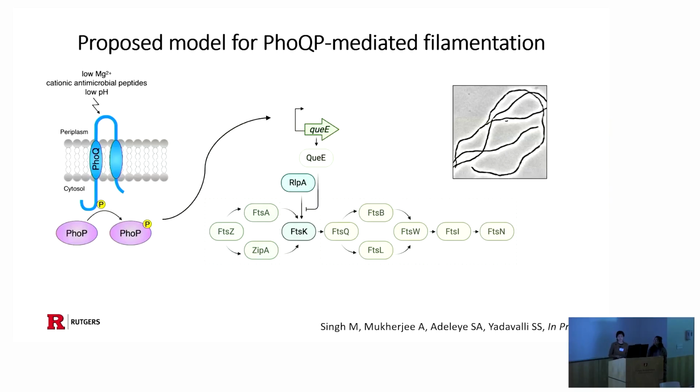For FtsK, we cannot overexpress because it will be toxic for the cell. People have shown that even more than one copy can cause toxicity. So this protein, we haven't tried that with RlpA here. So yeah, we can try that.